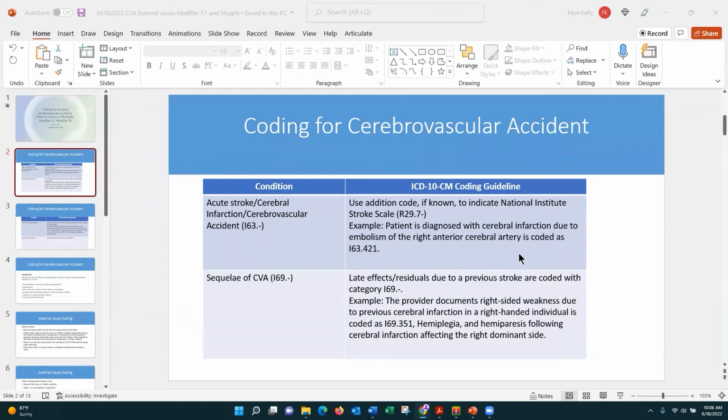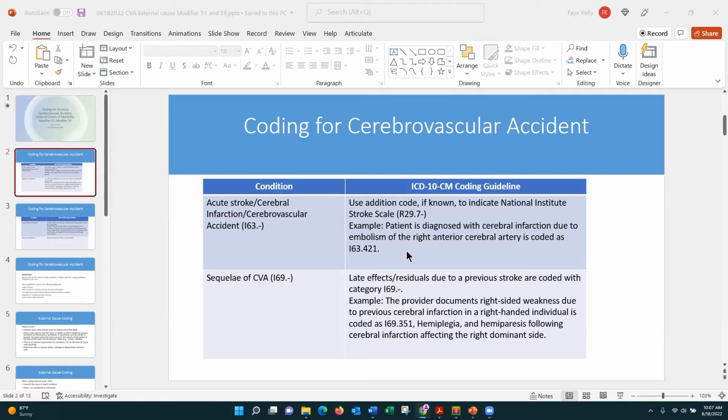I gave an example here. Patient is diagnosed with cerebral infarction due to embolism of the right anterior cerebral artery. That's going to code to I-63.421. When you get the recording, you can actually sit down and work through this with Find a Code and make sure that you get it. And if there's any questions, then you know to send them to me.